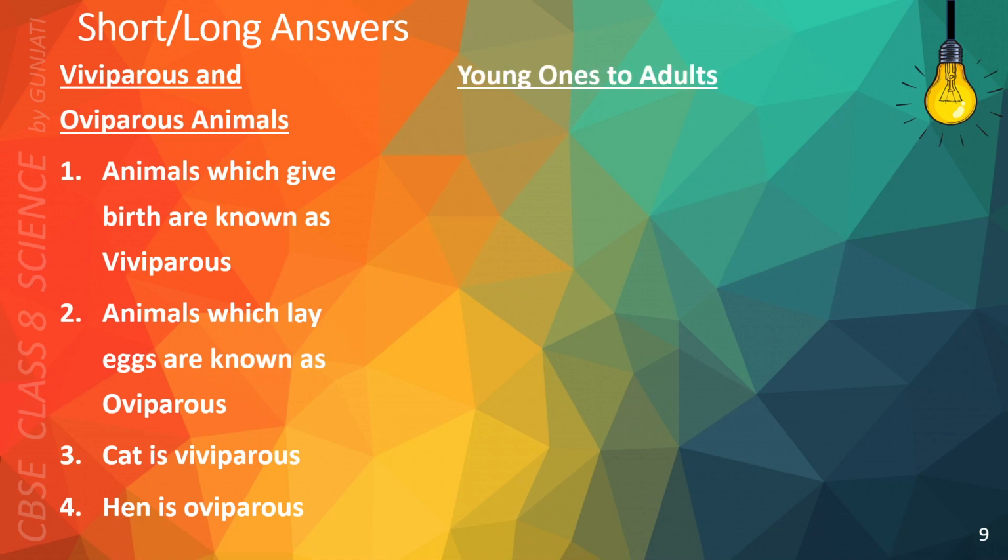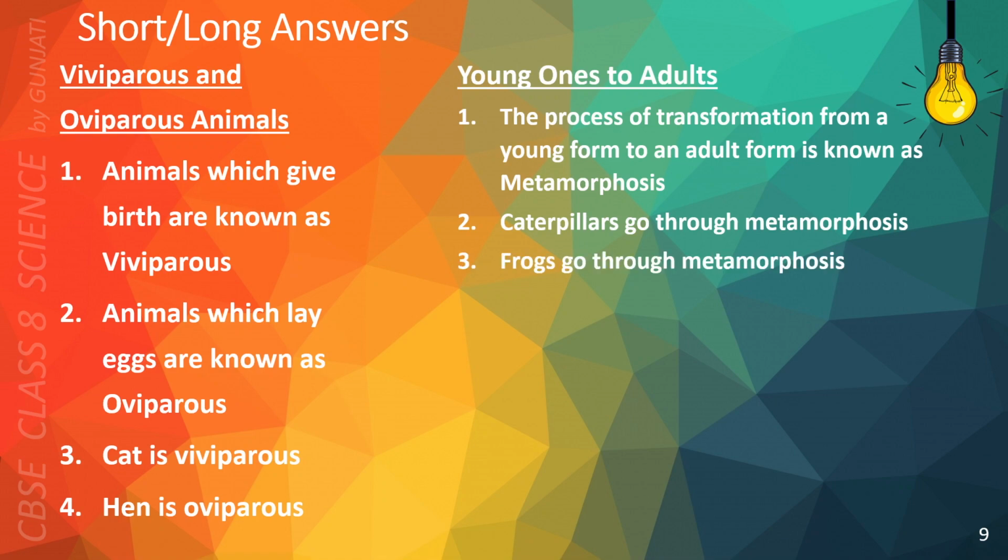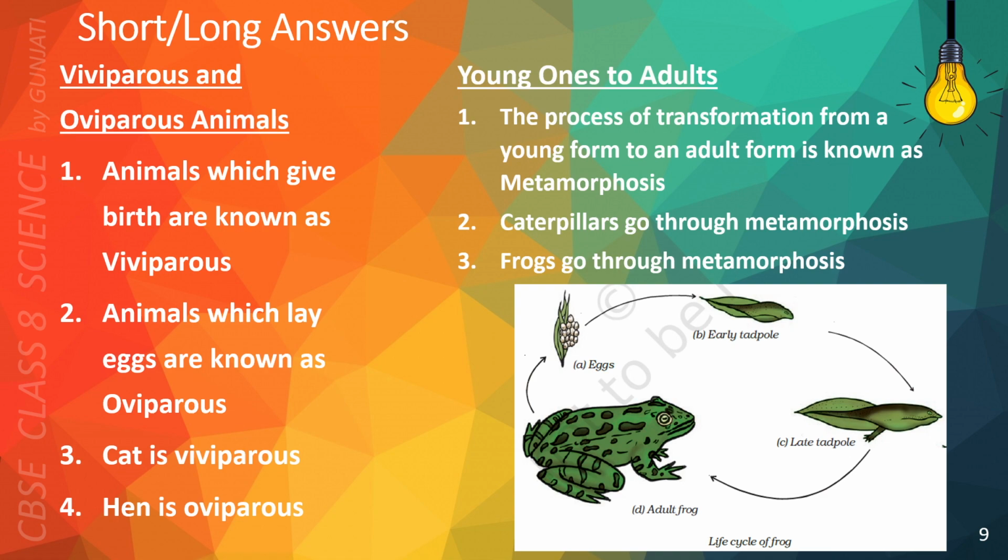The following points will help you answer questions on young ones to adults. The process of transformation from a young form to an adult form is known as metamorphosis. Caterpillars go through metamorphosis. Frogs go through metamorphosis. This is a picture of a life cycle of frog.